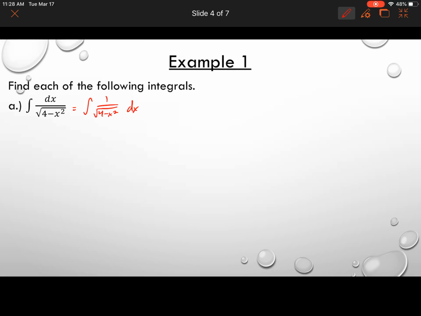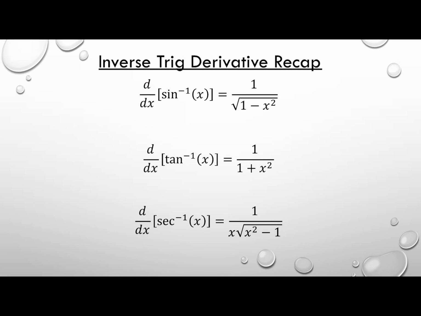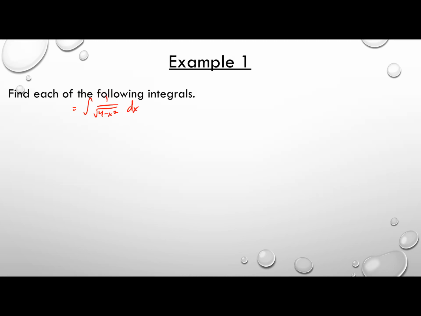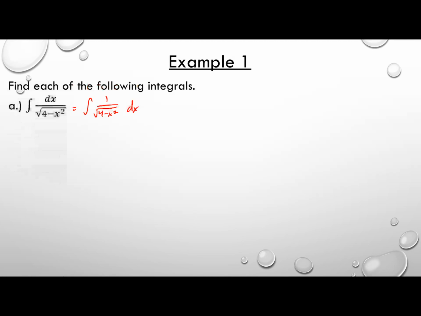Well, it should be a pretty good giveaway. The main thing you want to look at is the fact that we have a square root, and inside the square root we also have the difference between a constant and an x squared. If you look back at the derivative of inverse sine, it's 1 over the square root of 1 minus x squared. In this problem, we have 1 over the square root of 4 minus x squared. So it's pretty darn close to what it should be looking like. That should be a giveaway that this is an inverse sine antiderivative.